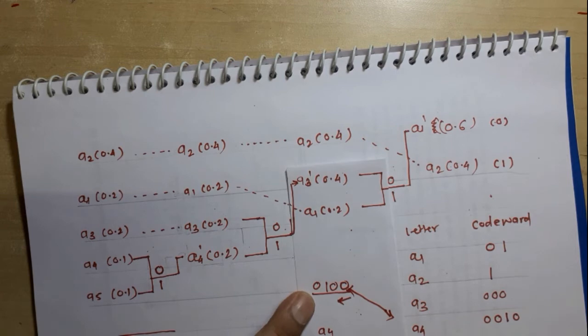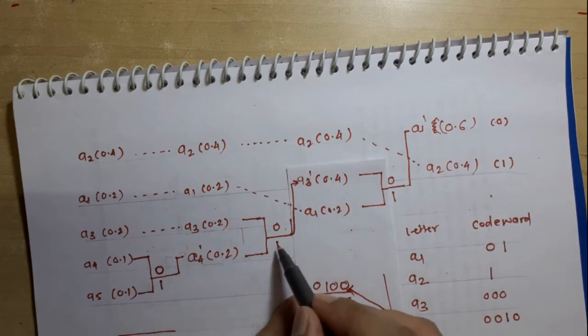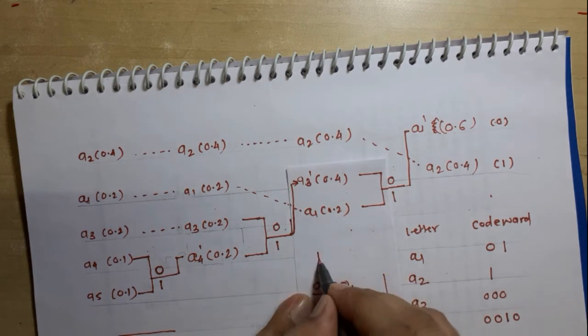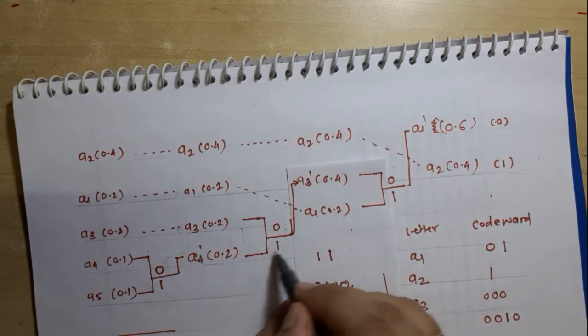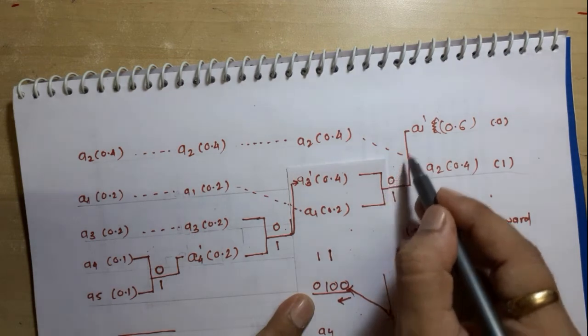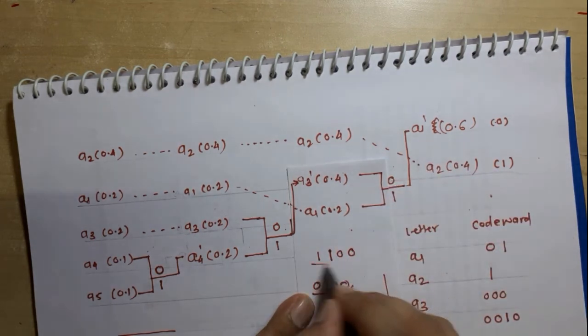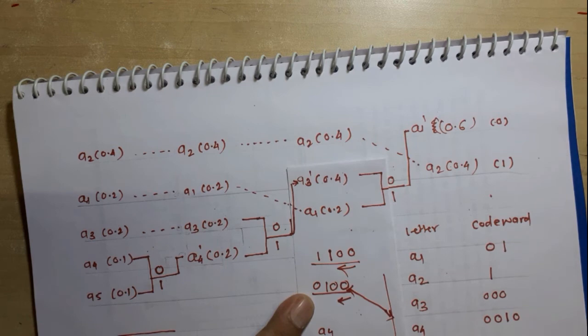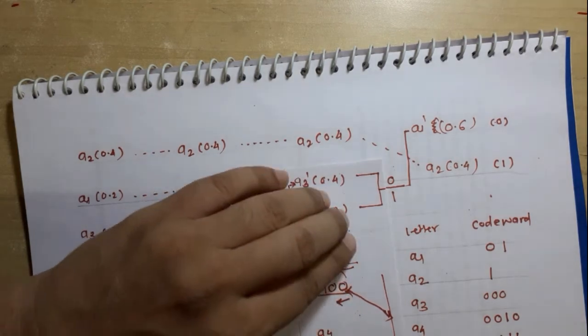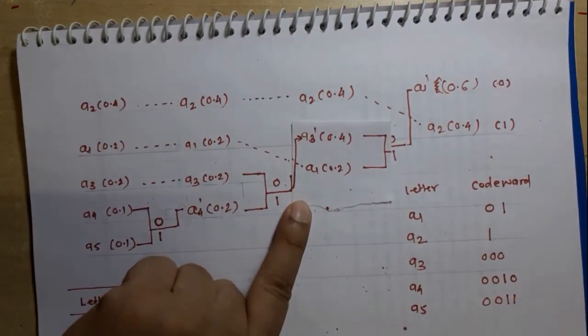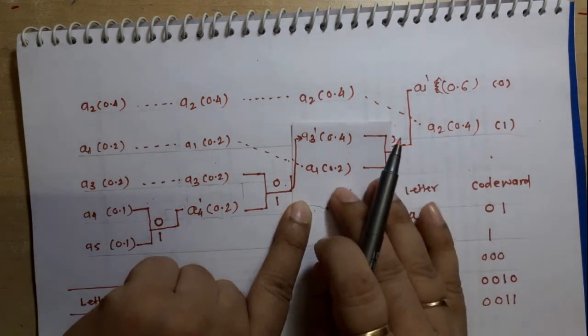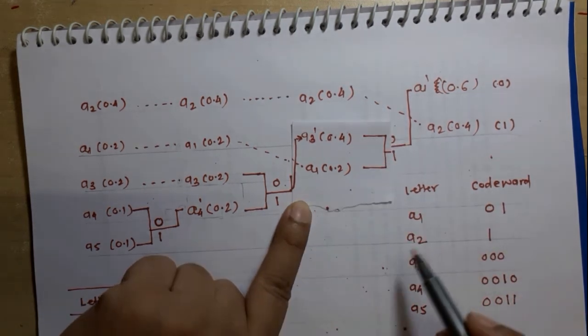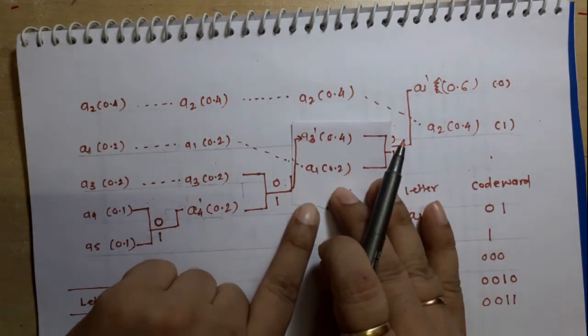Next code is A5. So for A5: 1, 1, 1, 1, 0, 0, 0, 0. इसको रिवर्स में लिखना है. So this will become 0, 0, 1, 1, 0, 0, 1, 1. तो आपको समझ में आ रहा होगा कि ये कोड किस तरह से हम लोगों ने जनरेट किया है. अगर आपको समझ में नहीं आया है, I will explain it one more time.